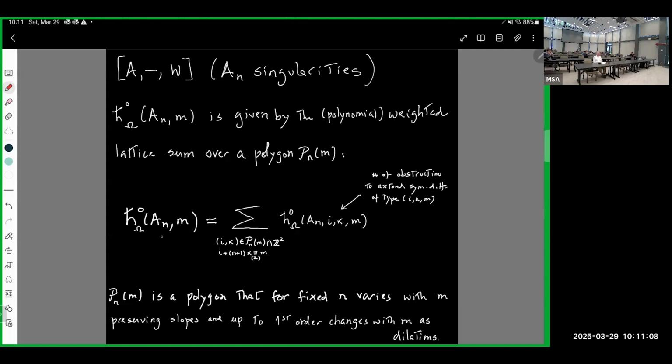We want to understand it as n and m go to infinity, and I want to do this over m cubed. But actually, I can describe every single term. It's given by this weighted lattice sum, which we call its Ehrhart series.